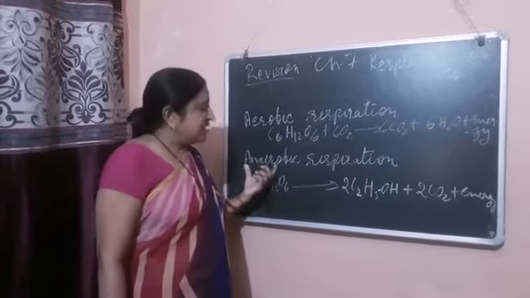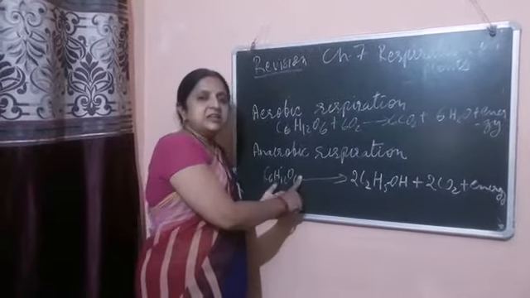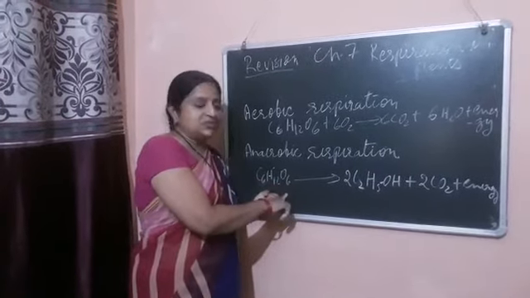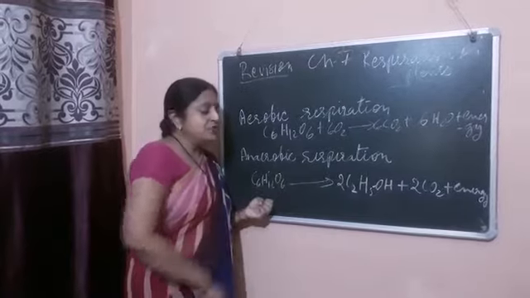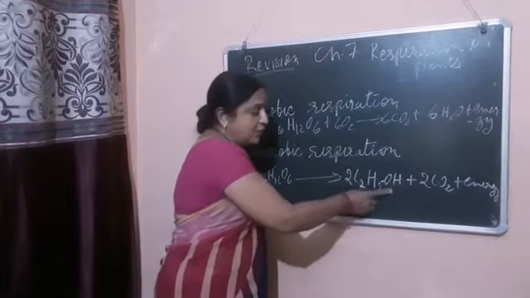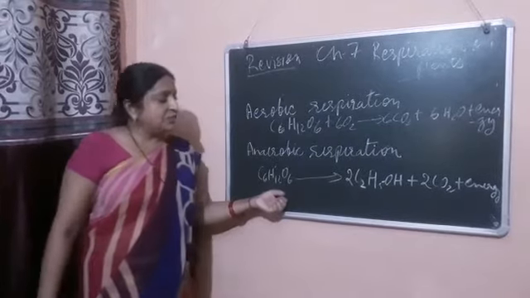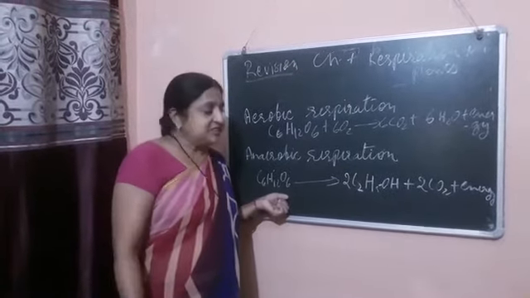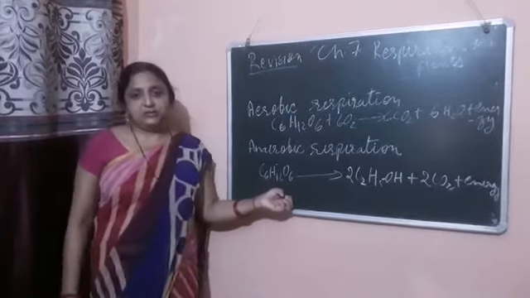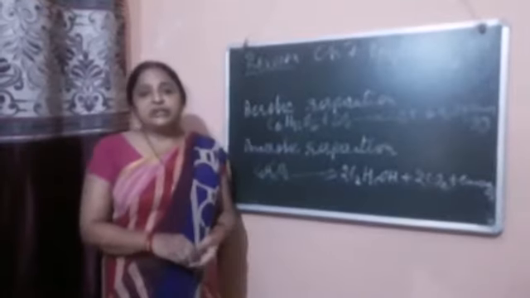While in anaerobic respiration, see here, C6H12O6, it is a food and no oxygen is present here, and because of the absence of oxygen, this food is not completely broken down. It breaks down into alcohol and carbon dioxide. Sometimes it also breaks down into lactic acid and carbon dioxide, and very little energy is released in anaerobic respiration. And the energy which is released is in the form of ATP.